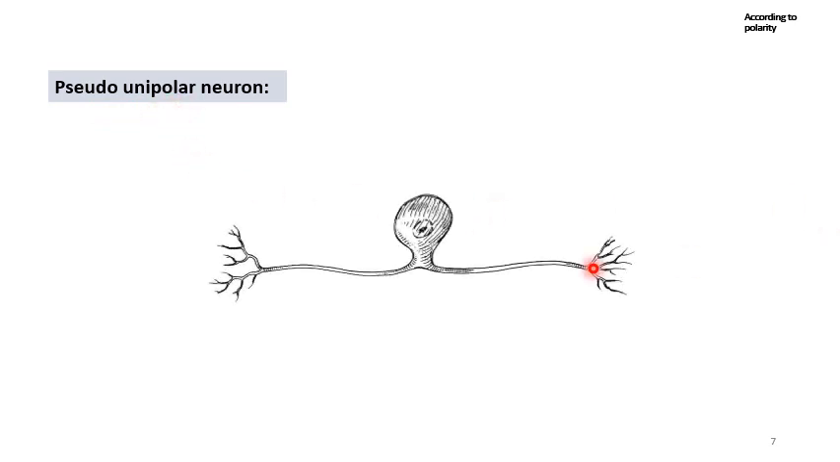Pseudo unipolar neuron. The word pseudo means false. Unipolar. From the name, we can understand this is a misnomer. Actually, this pseudo unipolar neuron is embryologically a bipolar neuron. Then their two processes fuse and form a single cytoplasmic process. That's why they are called pseudo unipolar, because embryologically they are bipolar neurons, but they fuse with each other and form a single axon. Again, it splits into two parts.